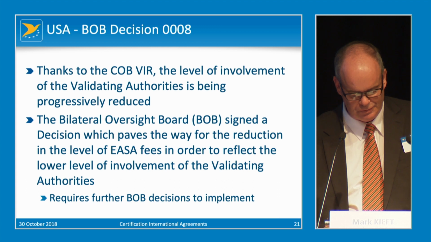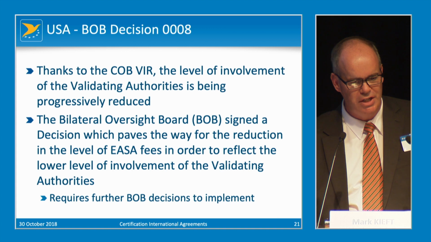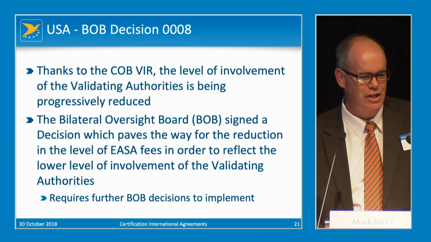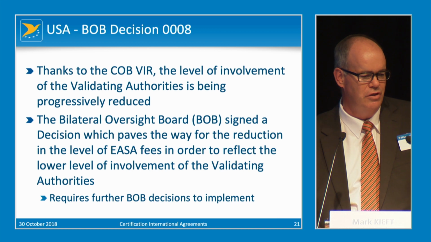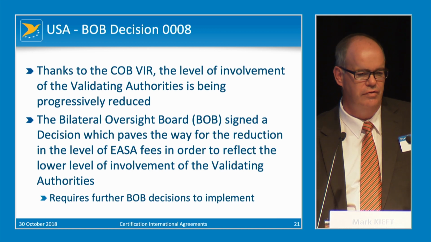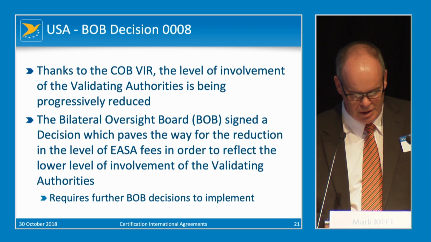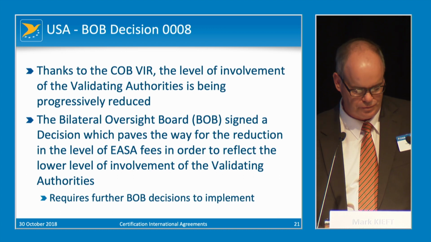One of the big things about the Bob Decision 8 is that it lays the framework for this to happen, but it doesn't bring about any fee reductions today. There have to be further Bob decisions, and there's one in process at the moment called 8.1. It'll be 8.1, 8.2 for the future for further fee reductions. 8.1 is in process at the moment, which will bring about fee reductions for basic STCs and changes.